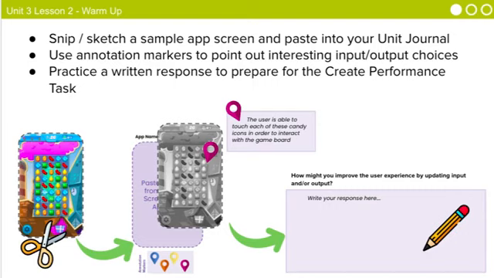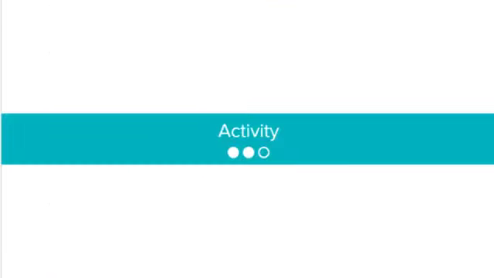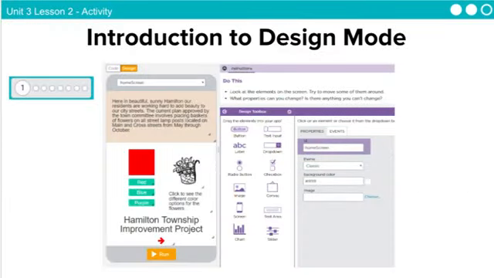So in lesson 1, we took a look at a few different apps and talked about the input and the output. We also discussed the user interface. Well, in this lesson, we are going to learn how to build the user interface in App Lab. And that brings us to our activity. Now, this activity should not take you longer than 30 minutes, okay? So set a 30-minute timer.